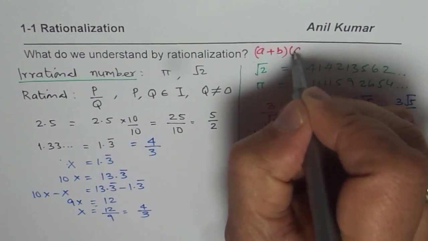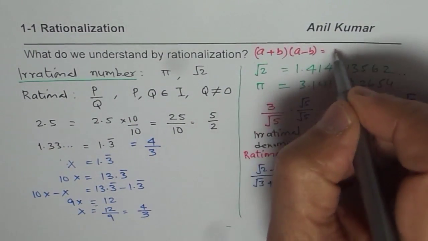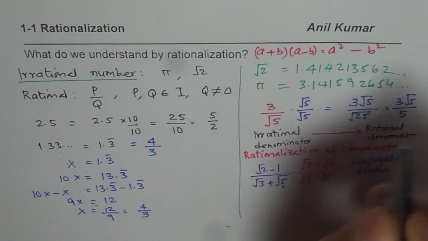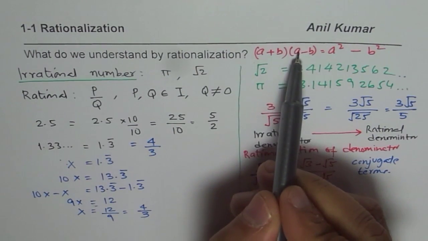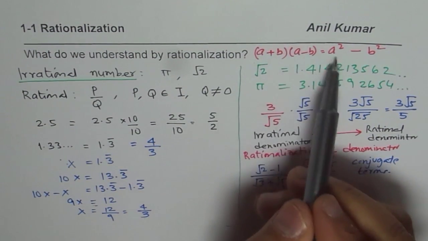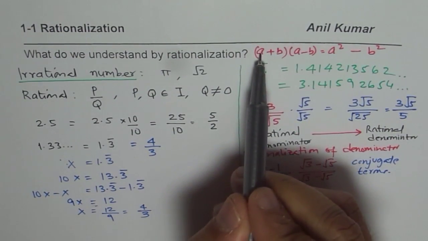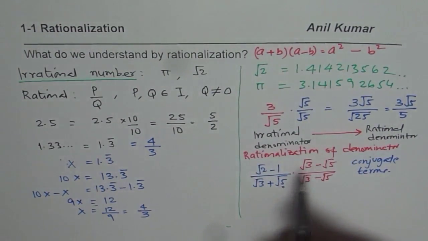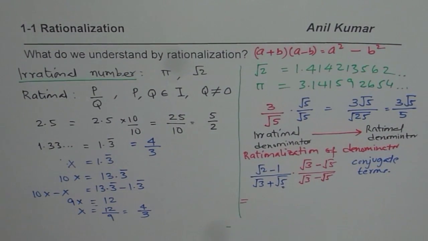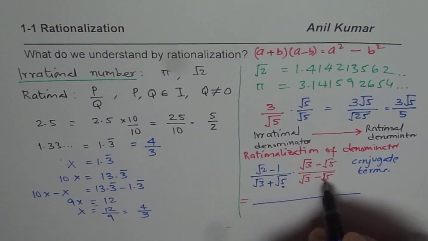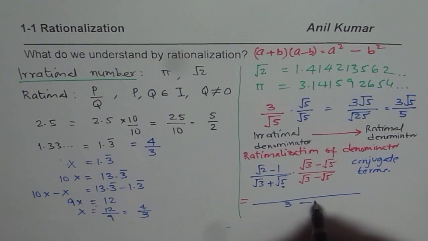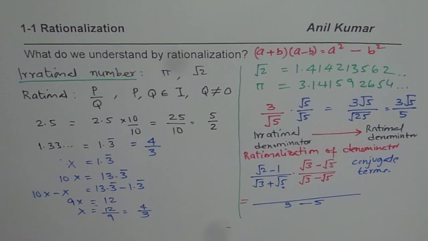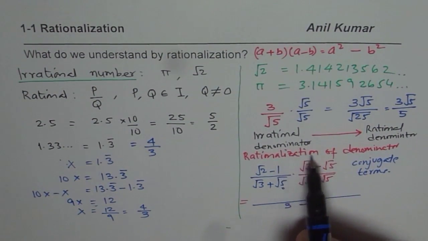So if I say a plus b times a minus b, we get a square minus b square whenever you expand. Because the term a times minus b is minus ab, b times a is plus ab, they cancel out. They add to 0. So we get a square minus b square. That means this square minus that square. So when I expand this, then in the denominator, what do I get? In the denominator, when I expand, I get square of square root 3, which is 3, and square of square root 5, which is 5. So again, I remove the irrational number from the denominator. So that is again rationalization of denominator.